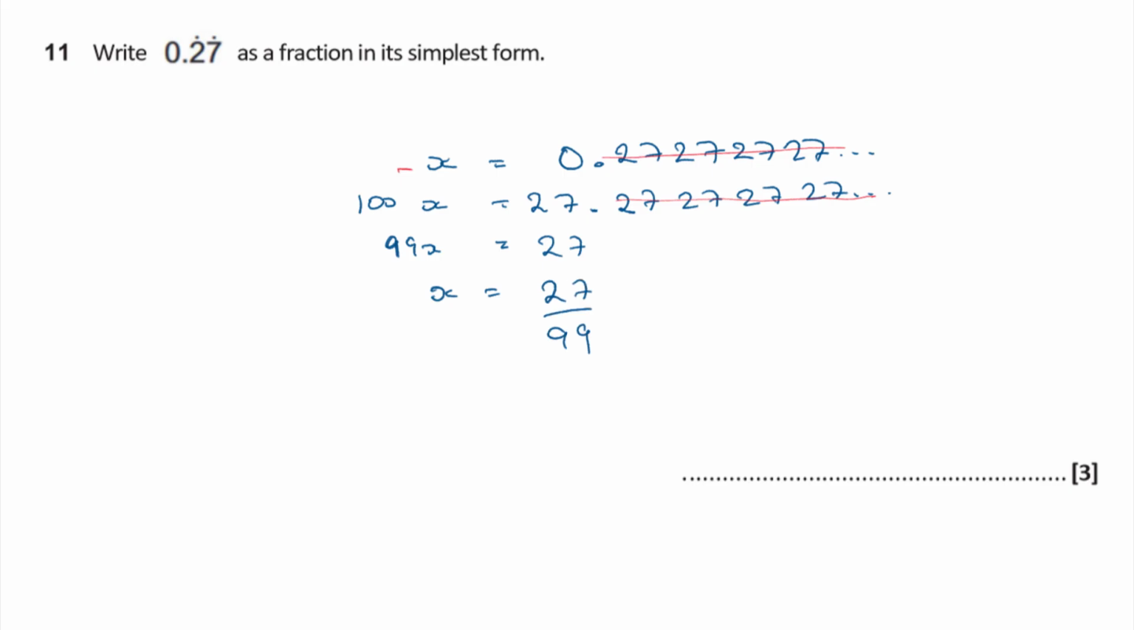Now, I can see that these might cancel because they both have 9 as a factor. 9 goes into 27, 9 goes into 99. So just dividing top and bottom by 9, just to simplify this fraction down a little bit, that's going to give me 3 over 11, which I don't believe factorizes anymore because they're both prime. So it's going to be that then, isn't it? It's going to be 3 over 11.